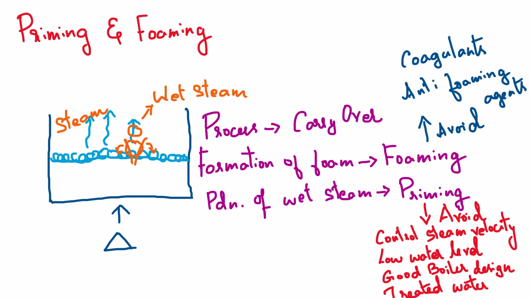Priming is due to the presence of high water level and high steam velocity, and poor boiler design. We can avoid priming by controlling the steam velocity, maintaining low water level, having a good boiler design and using treated water. Foaming can be avoided by using coagulants and anti-foaming agents.